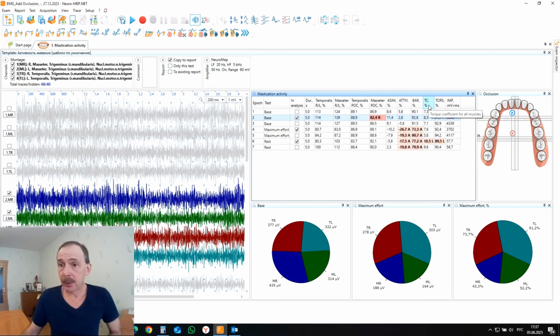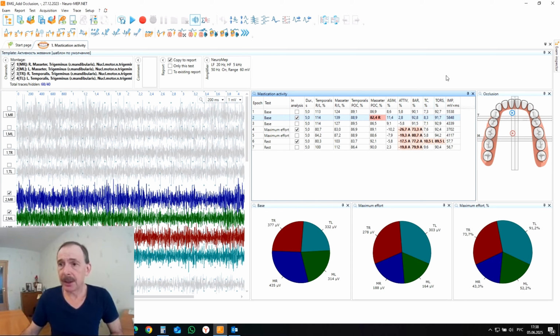Another pair of coefficients is TC and TORS. TC is the torque coefficient. TORS is the torsion index. They show basically the same thing, but in this case, we are comparing diagonally. That is, here we are comparing the sum of the left temporalis and right masseter with the right temporalis and left masseter, so it's a shift. The norms are better known for TORS. That is also, the value should be above 90%.